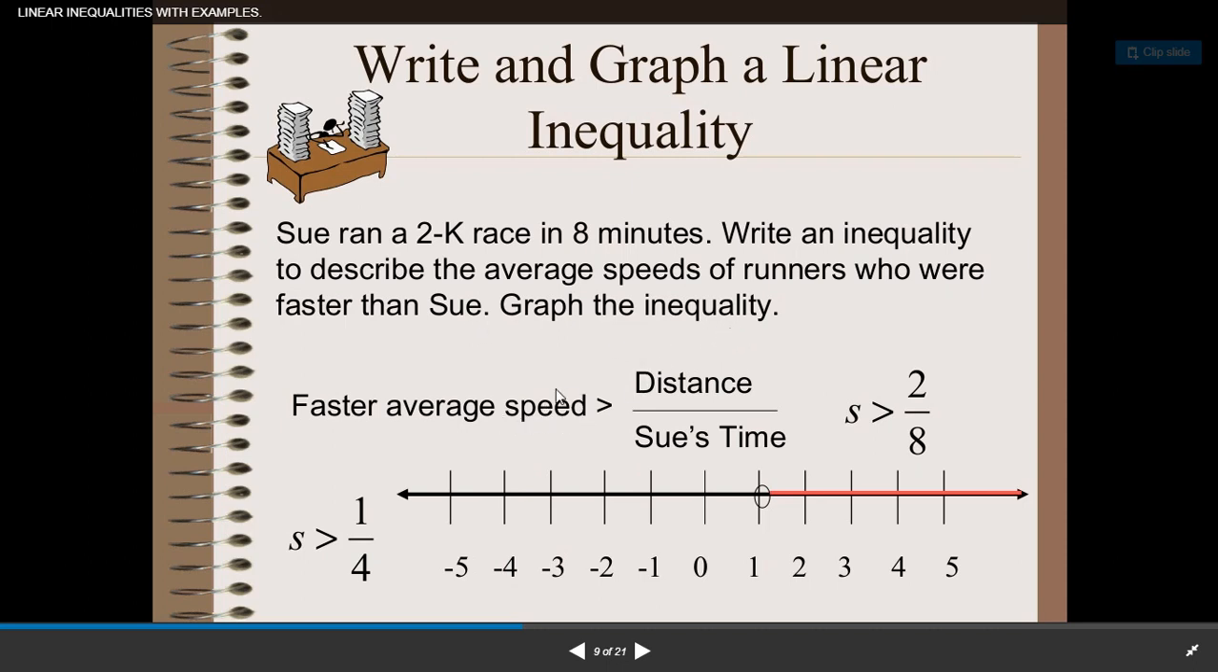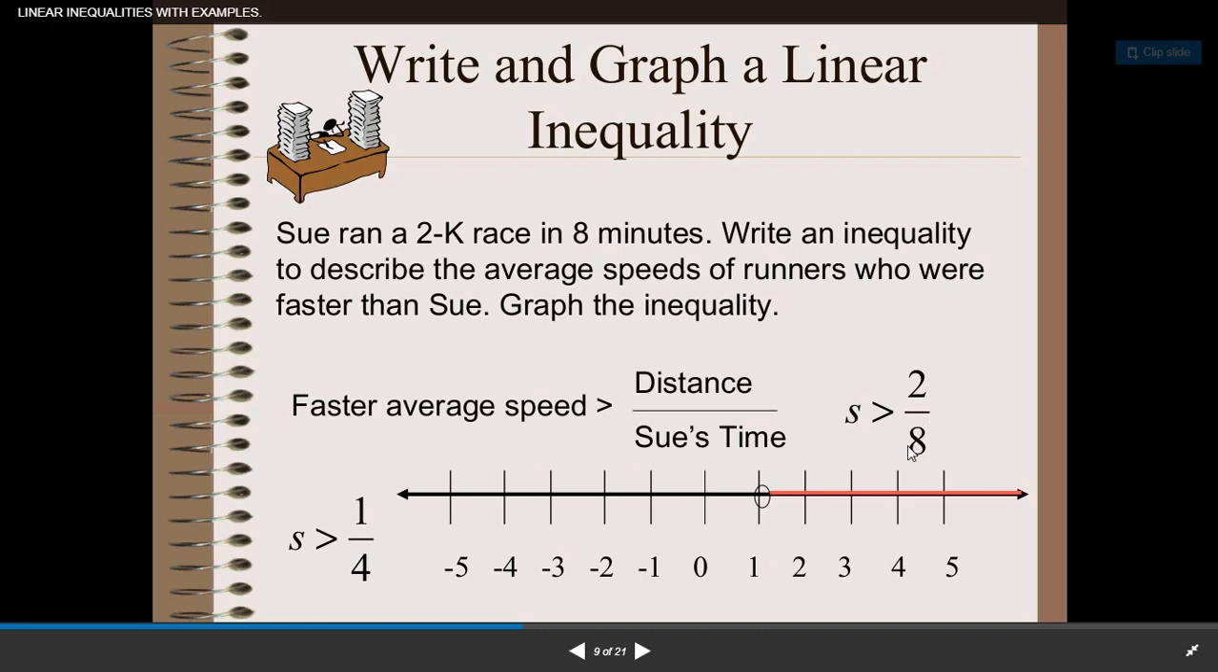This is one formula that you're all aware of. Average speed is given by distance over time. So talking particularly about Sue's speed, his speed must have been 2 over 8 because he's managed to cover a distance of 2 kilometers in a span of 8 minutes. So that's 2 kilometers per minute.